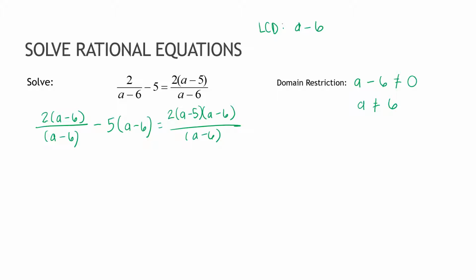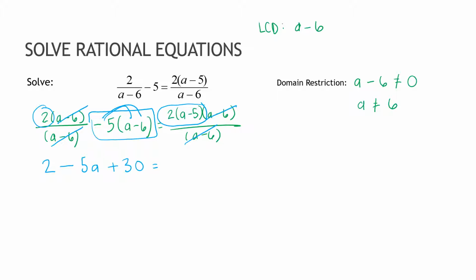Now I get to cross things out, which is super fun, and see what I have left. So on my first one, I just have a 2 left over. On my second one, I have a minus 5 times a minus 6. So I'm going to go ahead and distribute. Minus 5 times a is minus 5a. And minus 5 times minus 6 is plus 30. And then on the right side, those a minus 6 canceled, so I have 2 times the quantity of a minus 5. So again, I'm going to go ahead and distribute: 2a minus 10.